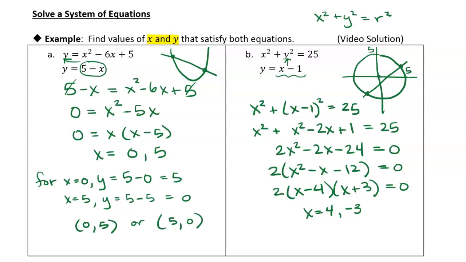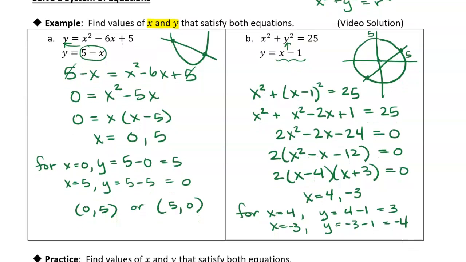I want the x and y coordinates, so I need to take those x values and find the corresponding y values. So for x equals 4, I can put it into either one of these equations, but it's easier to work with the second one. So y is equal to 4 minus 1, which is 3. And if x is equal to negative 3, then y is equal to negative 3 minus 1, which is negative 4. All right.